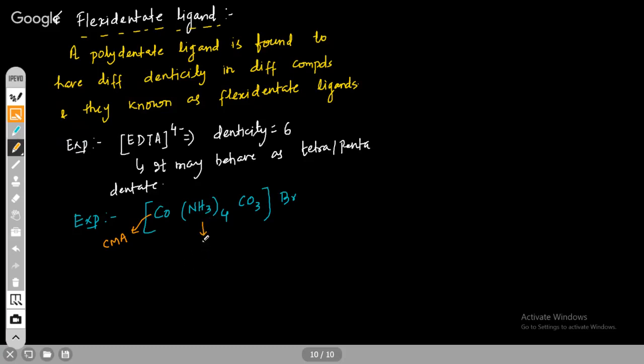What is NH3? See, the central metal atom will always be a transition element, so cobalt is the transition element. NH3 is the ligand, right? CO3 is a carbonate ion, it is also a ligand. So within the complex, we can have more than one type of ligand present. It is not always that we have similar kinds of ligand in the complex. We can have two, three different kinds of ligand. These two are ligands, and this is the ionization sphere, with Br as the counter ion.